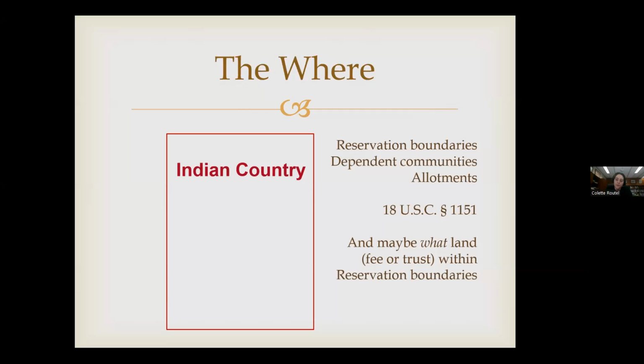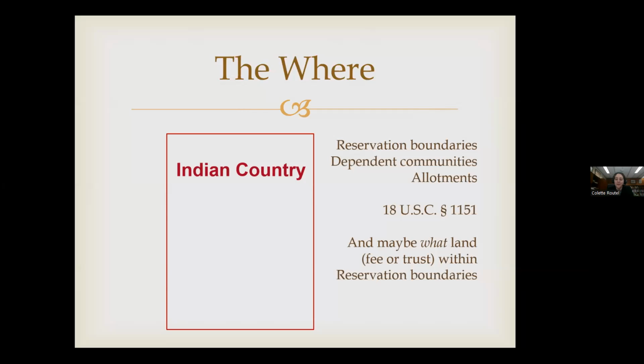The special rules that are involved in federal Indian law apply for the most part only within Indian country. And so federal statute 18 USC 1151 specifically delineates 3 different areas as part of Indian country: all land within the boundaries of a reservation, all dependent communities, and all allotments if the trust title to the allotment has not been extinguished.